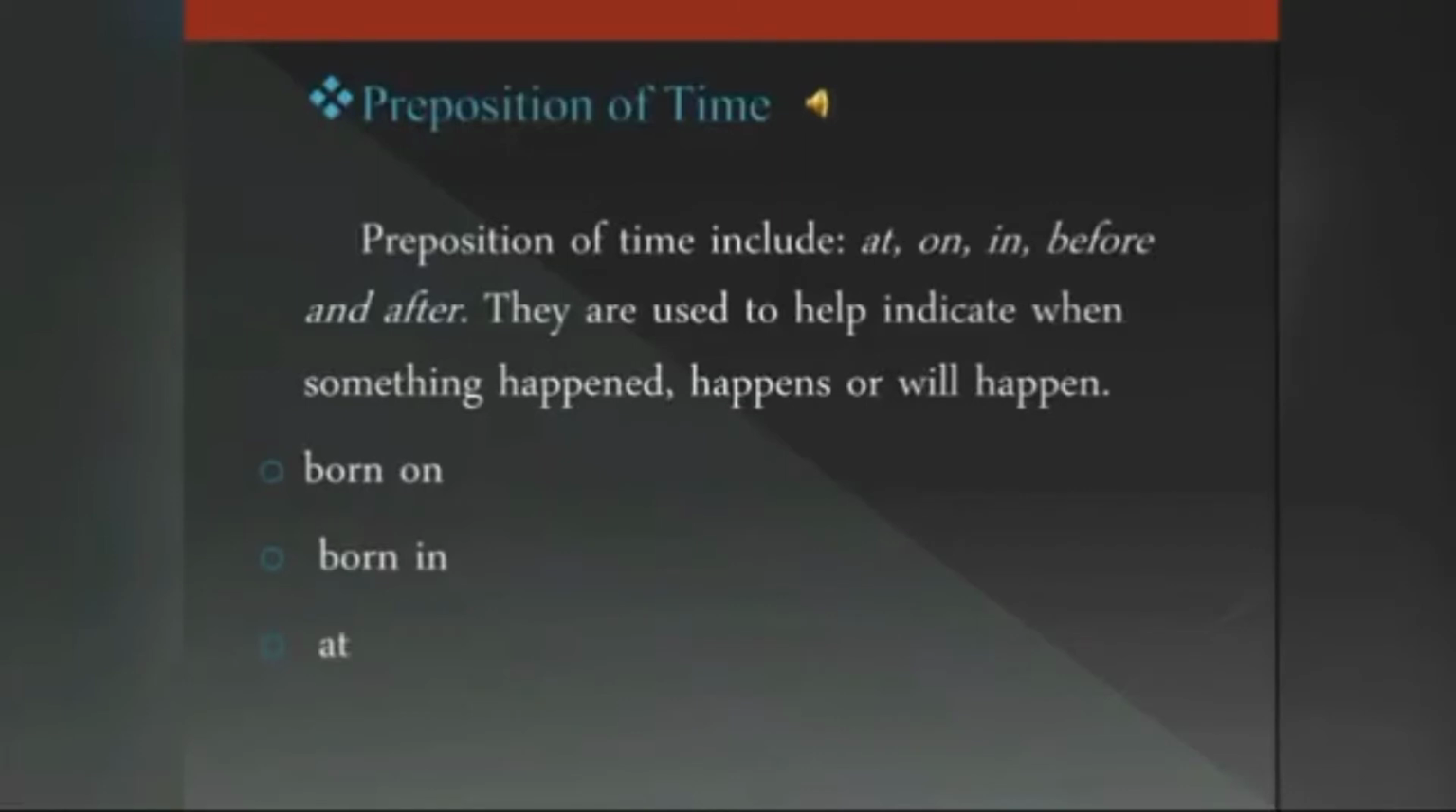Preposition of time. Preposition of time include at, on, in, before, and after. They are used to help indicate when something happens, or will happen. For example, I was born on July 4th, 1980. And next, I was born in 1980. And the last is I take a bath at 5 p.m.